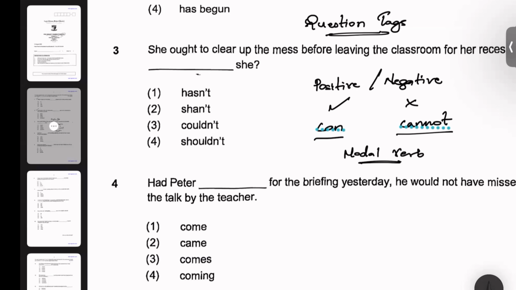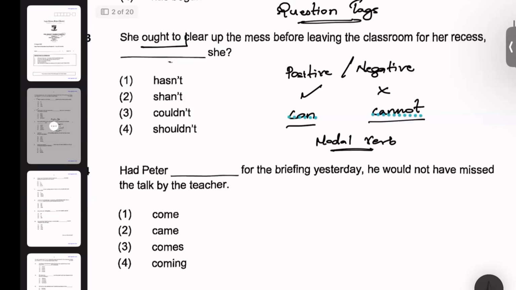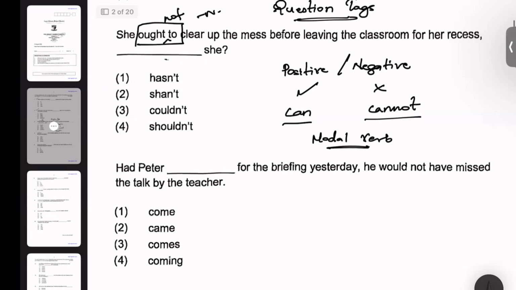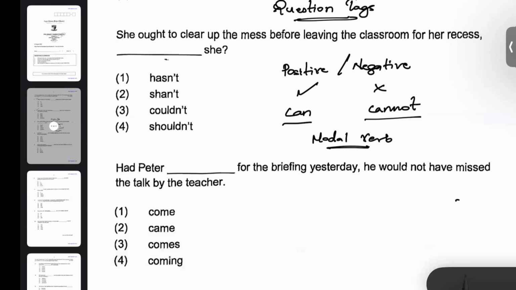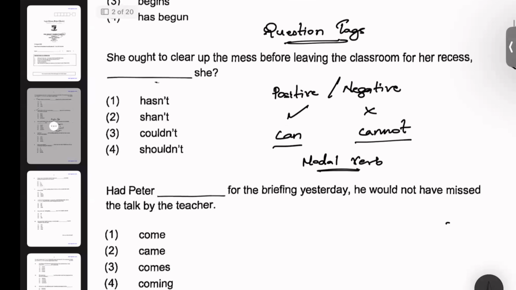Now, here in the sentence, the modal verb is "ought to". If I ask you if it is a positive or a negative sentence, you could definitely say that it is a positive sentence because it is "ought to" and it is not "ought not to". If I add a not here, it becomes a negative sentence. But so far, it is not a negative sentence. It is only a positive sentence because there is no not. Keeping that in mind, whenever in question tags you have a positive sentence, your question tag will be a negative tag.